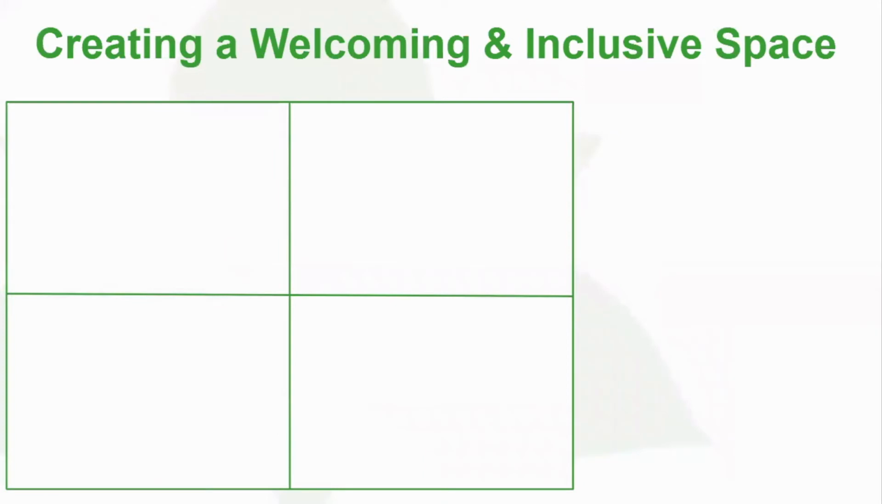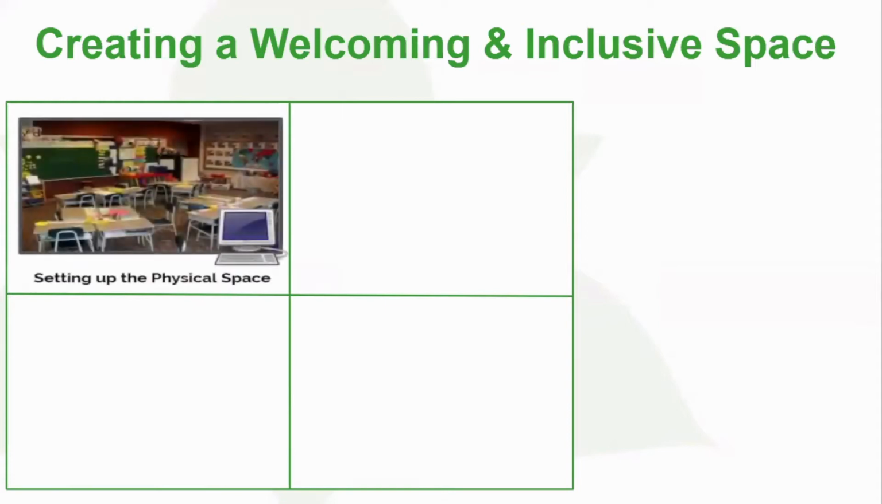Creating a welcoming and inclusive space. When students enter an FSL classroom, they need to understand that it is a place of communication and collaboration, and they need to feel represented, safe, supported, and valued. Creating a welcoming and inclusive FSL classroom environment requires educators to reflect on a variety of factors, including how to set up their physical space.